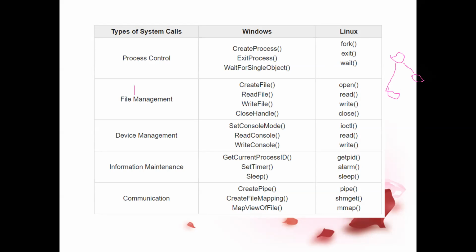For files, we are having open file, read file, write file, close file. So these are the various system calls we are using for various purposes and communication between the user mode and the kernel mode.